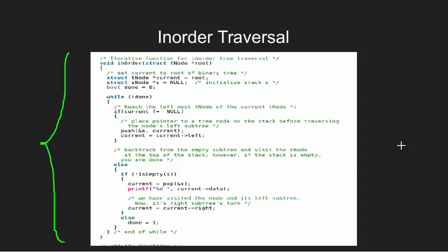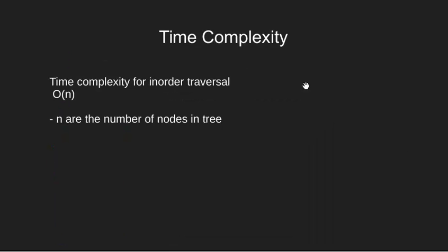Next, we move on to the complexity of this code. Since the algorithm is running in linear time, the time complexity will be big O of n, where n is the number of nodes in our tree.